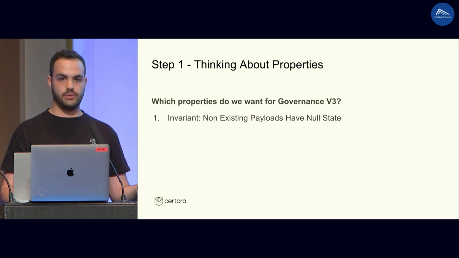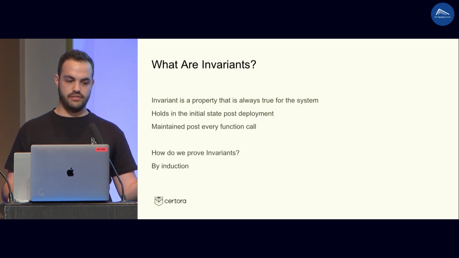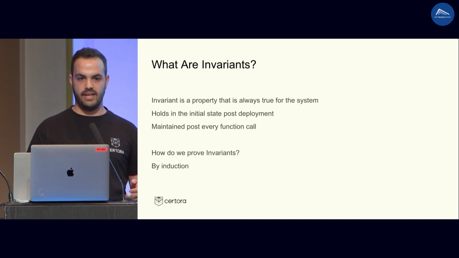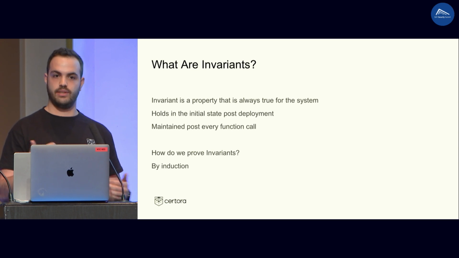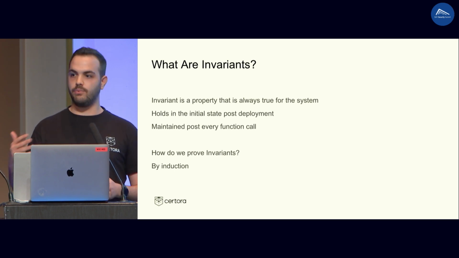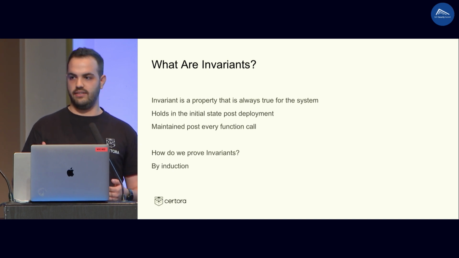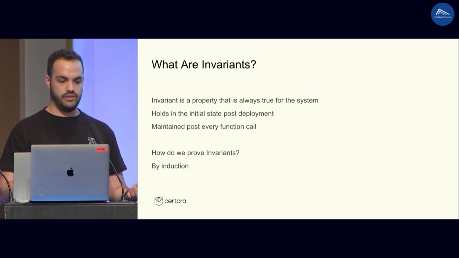So let's see how you do it. But first, we need to understand what invariants are and how we prove them. So what are invariants? An invariant is a property that should always hold. In some tokens, it might be that, let's say, the balance of 0 is always 0 because they prevent transferring and minting to 0. In this case, I want the invariant that for any proposal ID that doesn't exist yet, we want their state to be null, to be 0. And how do we do it? How do we prove an invariant?